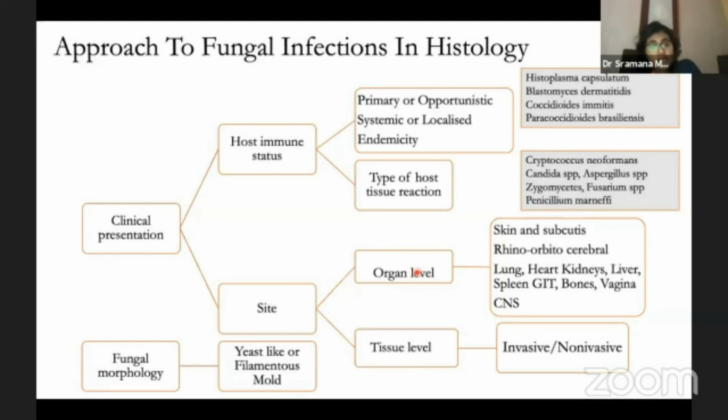As a pathologist, in the pathology specimen itself, we can give an idea whether the fungus is invasive or non-invasive. Why is that important? Because an invasive fungal pathogen is invariably going to have a poorer prognosis than anything which is non-invasive, and that will guide the treatment. When we come to fungal morphology, it is a very clear-cut approach to find out whether we are seeing yeast or yeast-like forms or filamentous molds.